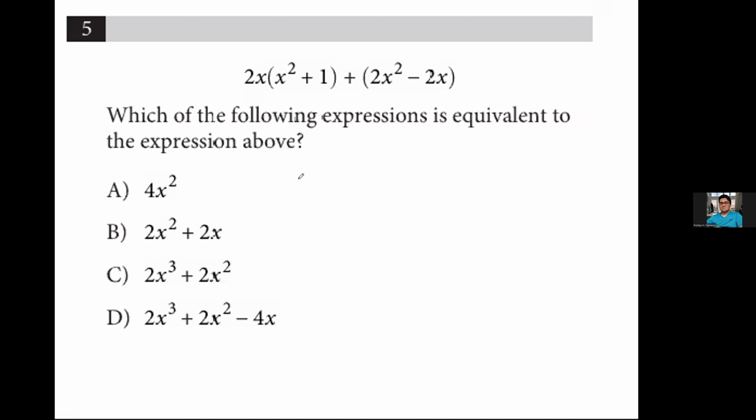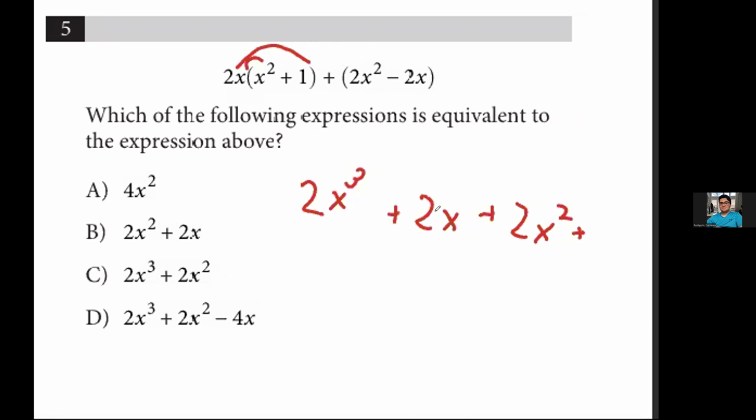Okay, so for question 5, we just have to basically multiply everything out. So 2x times x squared is going to be 2x to the third, plus, then we have 2x, and then we have plus 2x squared, and then we have minus 2x. So now that we've multiplied everything out, we just have to figure out which answer corresponds to this. So 2x to the third, and then we have positive 2x and negative 2x, so those two cancel out. So that's just 2x to the third plus 2x squared, which is answer choice C.